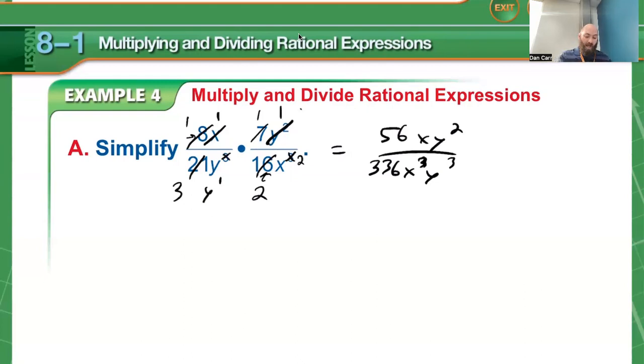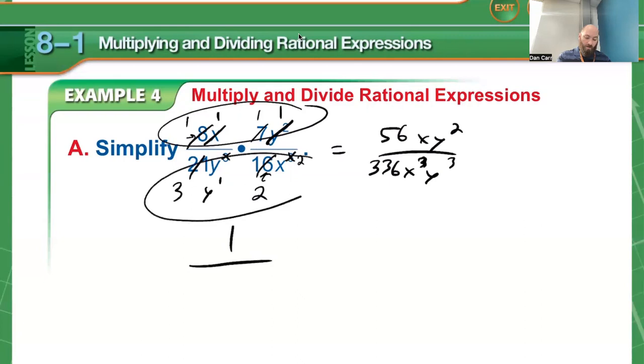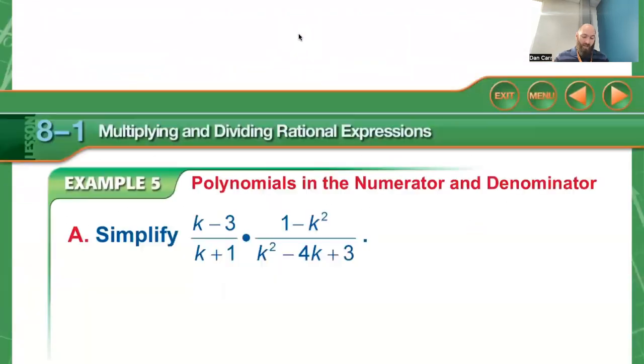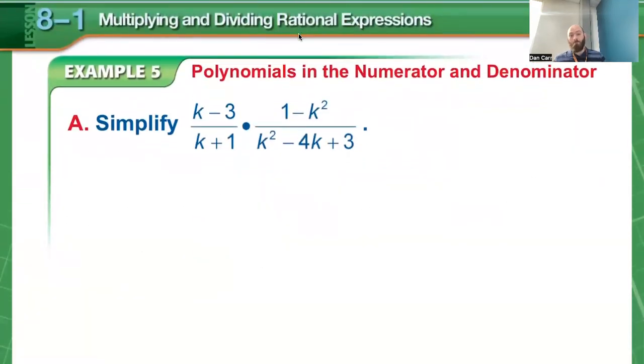So in my numerator, I have all 1s. So 1 in my numerator. In my denominator, I have 3 times 2, gives me 6. And then I have an x squared here and a y to the first here. And that's my way to multiply through and simplify this. Okay, so we're looking for those common factors to reduce it by, and also multiplying across the numerator and multiplying across the denominator.